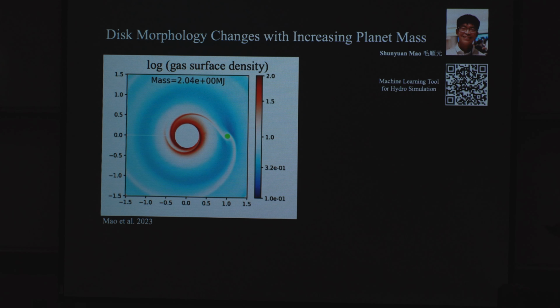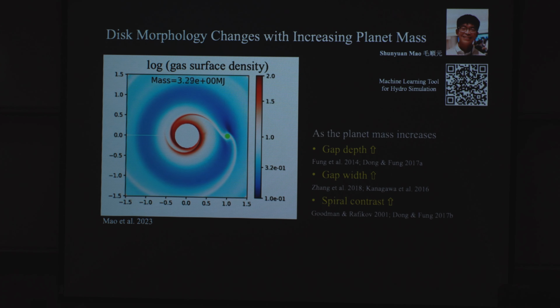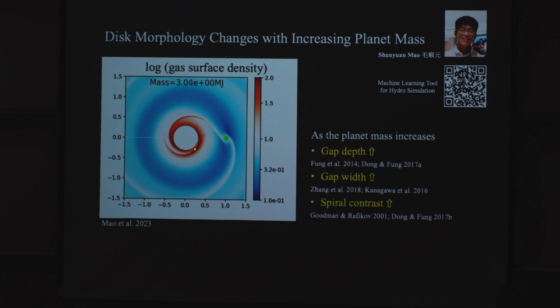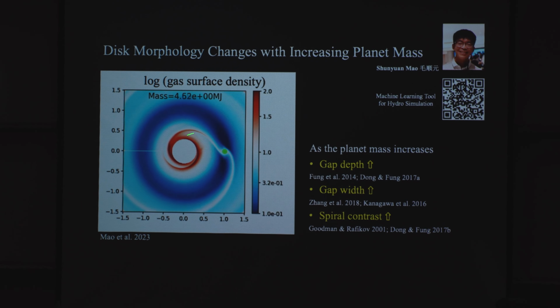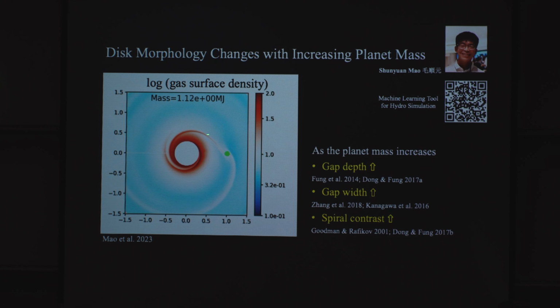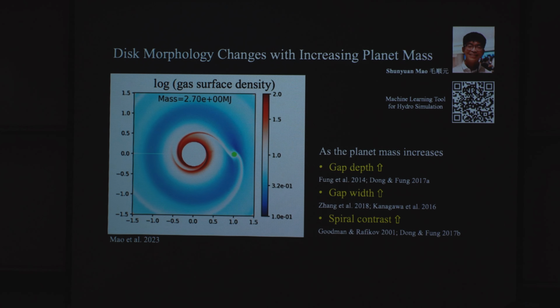You see a bunch of things happen in the disk, right? As the planet becomes more massive, it starts to open a gap. The gap then becomes deeper and wider, and also the spiral arms become more prominent, as you know, if you just look at the color, it's getting redder and redder.